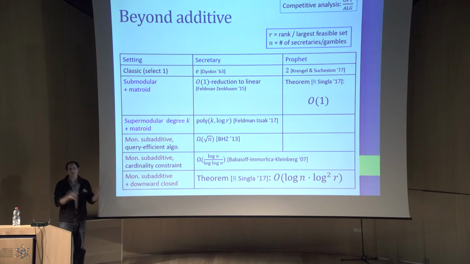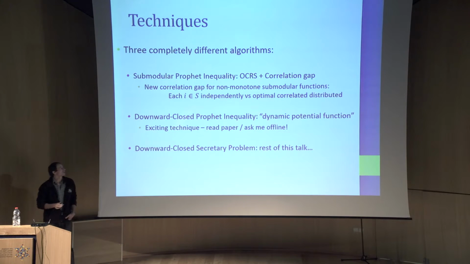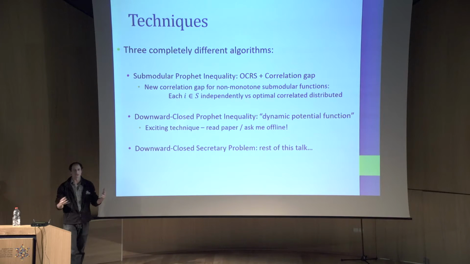Okay, so this is it. These are all the results. Let me tell you a little bit about the techniques. So there are 3 completely different algorithms that we somehow bunched into 2 papers. So the first one, or the last one, the submodular profit inequality.